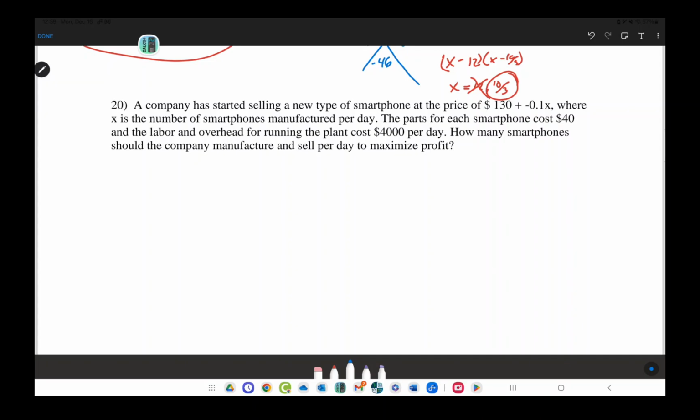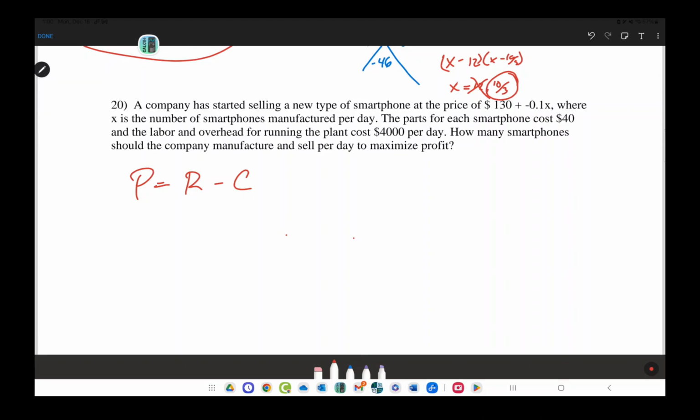All right, a company has started selling a new type of smartphone, price of 130 plus negative 0.1x, where x is the number of smartphones manufactured per day. Parts for each smartphone cost $40, and labor overhead costs $4,000 per day. How many smartphones should the company manufacture and sell per day to maximize profit? Now, profit is basically revenue minus cost.